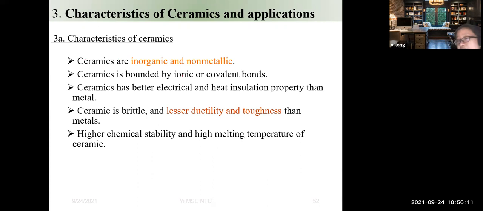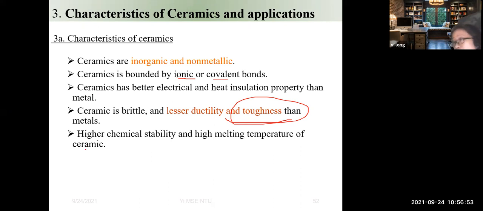Ceramic is bonded by both covalent and ionic, so they have certain percentage there. And in most cases, ceramic has better electrical and heat insulation property than metal. In most cases, more insulating than metal. Also ceramic is brittle and has less ductility and very low toughness. I'm going to spend 2 weeks to explain this toughness because this is a fatal issue for ceramic. I'm going to explain why from math and from fundamentals. So ceramic is brittle and has less ductility and toughness than metal.